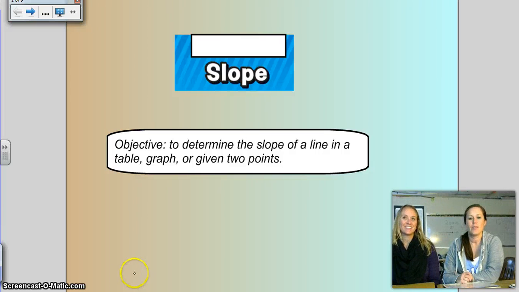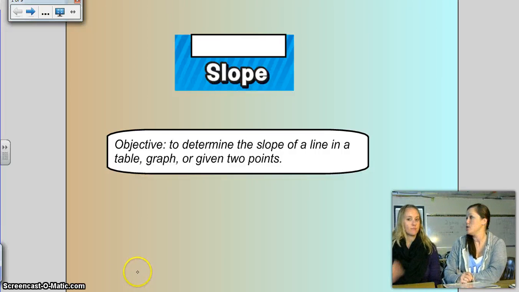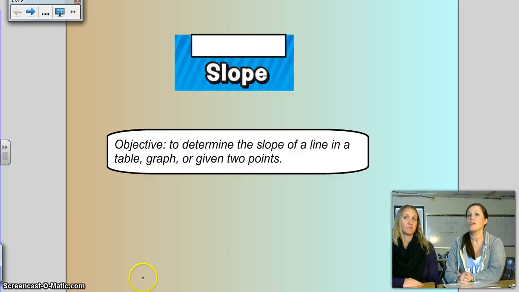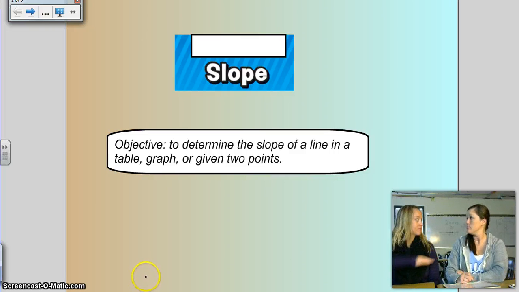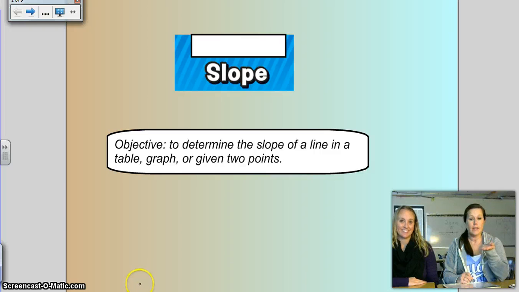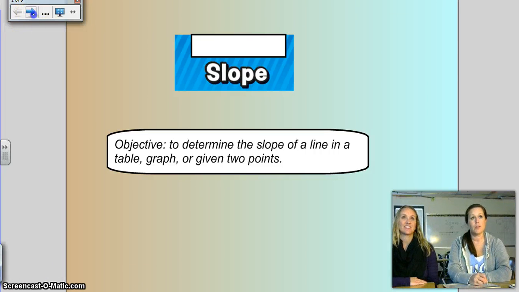Hey guys, all right. We are going to be talking about slope, the slope or steepness or tilt of a line. By the end of this video, you are going to determine the slope of a line given a table, given a graph, or given 2 points. Okay, let's hop on this.